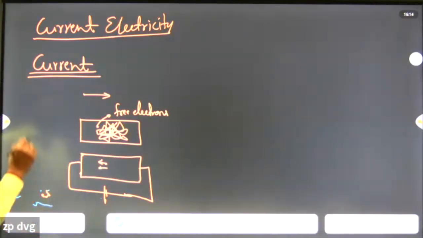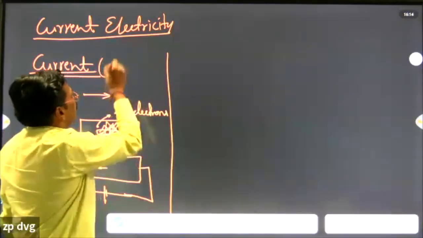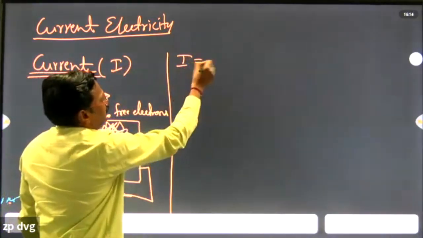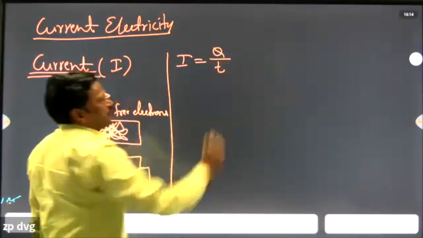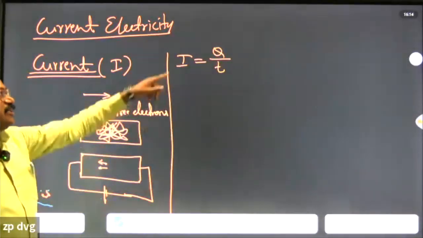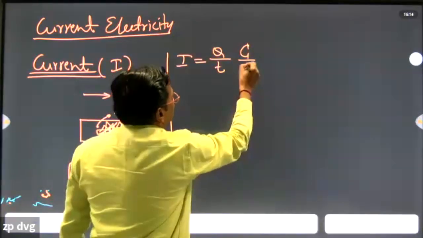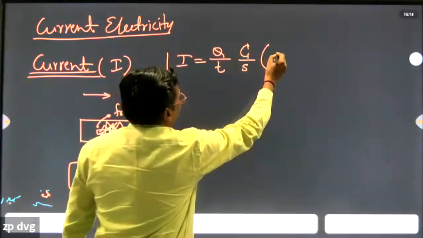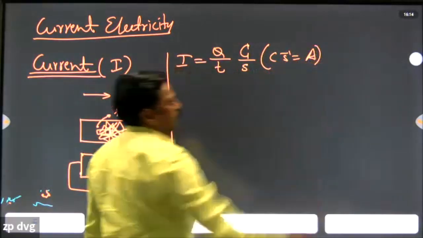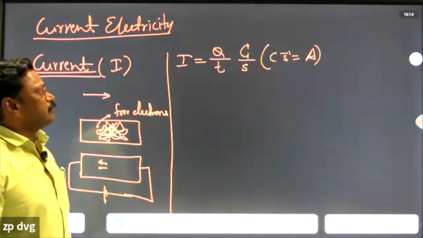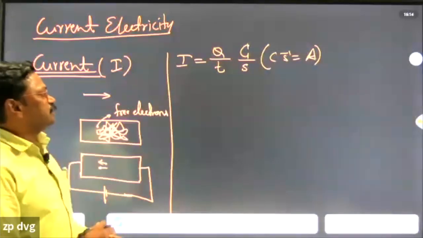Let's see the formal definition of current. Current is represented by the symbol I. Current I is measured as the rate of flow of charge. That means the amount of charge Q flowing per unit time is called electric current. So by definition, I = Q/T. Here Q is measured in coulomb and T in second, so I is measured in coulomb per second, and this is given a special name called ampere. Electric current is measured in amperes. Electric current is one of the fundamental quantities.